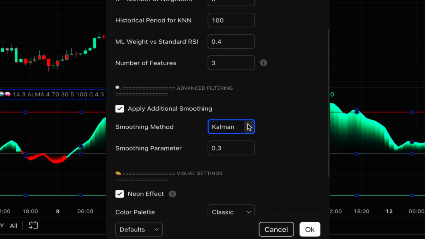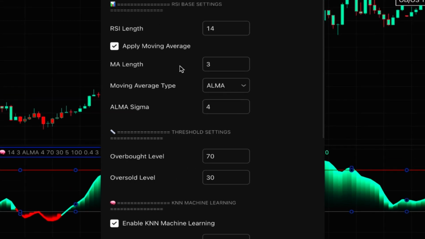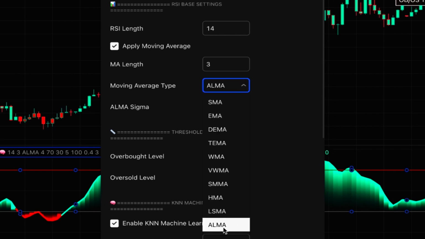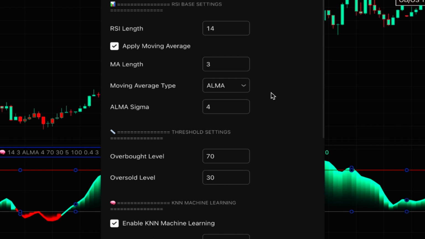You have three options for this, of which Kalman moving average is the best for this purpose of additional smoothing to reduce the noise. Here for RSI calculations, it also applies a moving average, which by default is set at ALMA, which is Arnaud Legoux moving average, which is a perfect choice among the other types of moving averages here because ALMA is a type of moving average which reduces the lag and increases the responsiveness while the smoothness of the moving average is maintained. So it has the ability to effectively filter out the market noise.